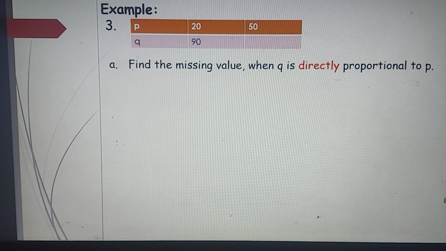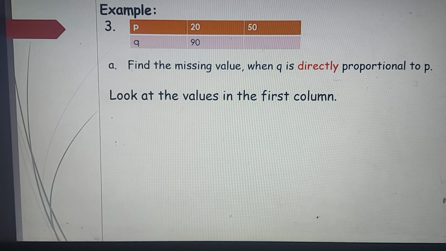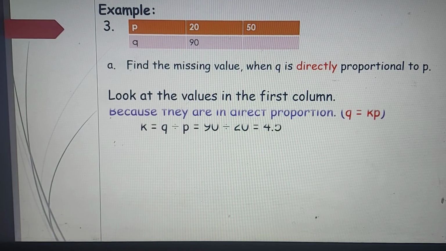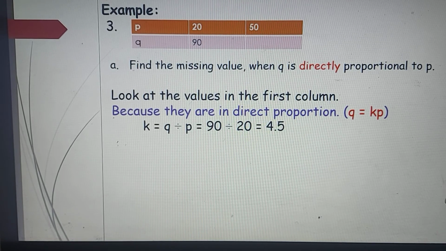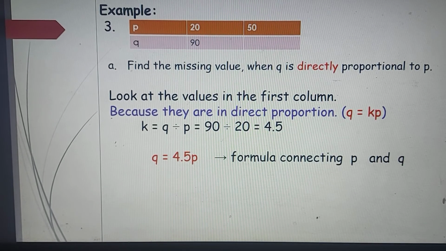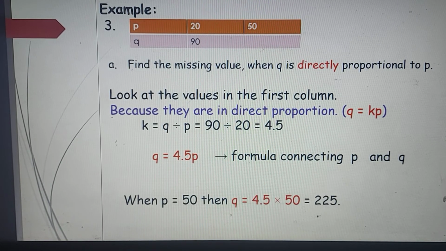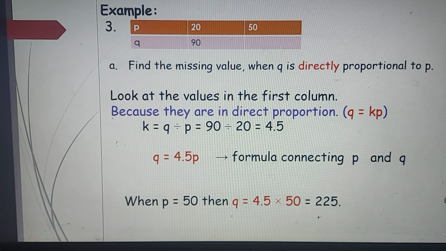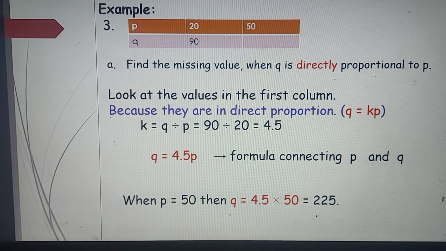Example 3. It says find the missing value when Q is directly proportional to P. We need to take a look at the values in the first column. We have P to be 20, and Q to be 90. Because they're in direct proportion, we need to divide. So you divide 90 by 20, you have 4.5, the constant number. Then you need to write the formula connecting P and Q, and that is Q equals 4.5P. Now to find the missing value Q, we're given that P equals 50. All you need to do is substitute P equals 50 into the formula. Then you have 4.5 times 50, that is 225.